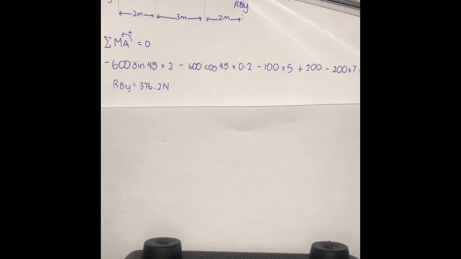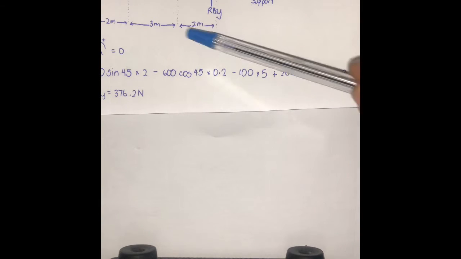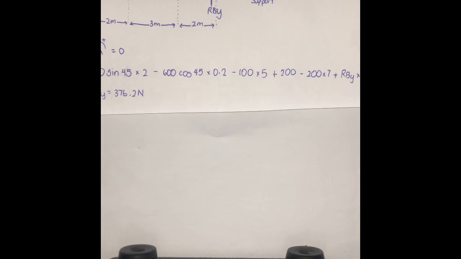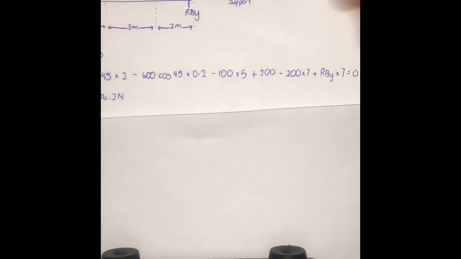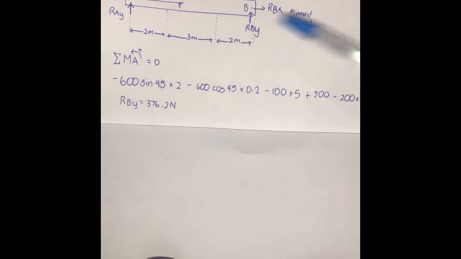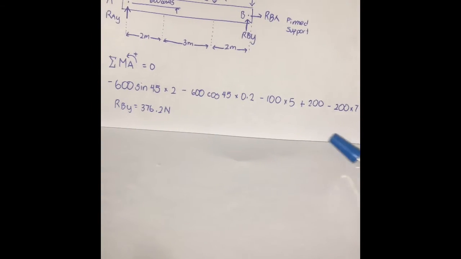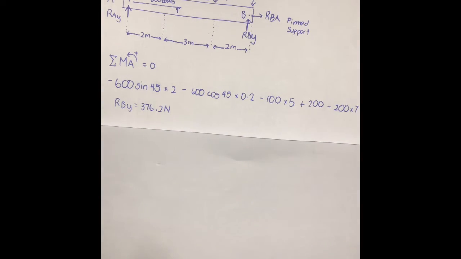plus 200 as it's going in the anti-clockwise direction. We have the moment 200 newton meters. Add that there. Minus 200 newtons going in the clockwise direction times 7, which is the distance. And last but not least, we have RBY going in the anti-clockwise direction, therefore positive, times the distance of 7. Let's equate that to 0. There's only one unknown, so that leaves us with RBY equal to 376.2 newtons.